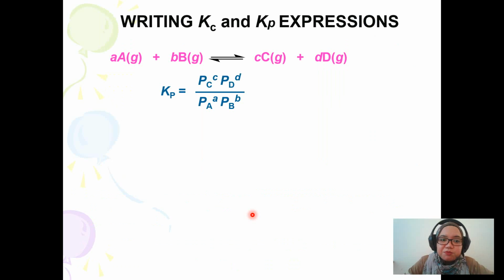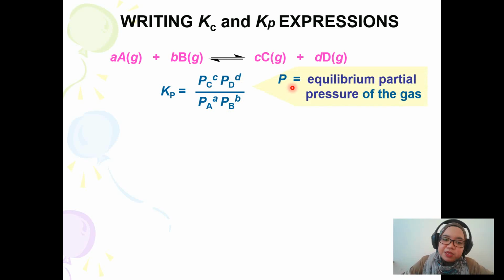To write a Kp expression, just now we have seen how to write a Kc expression. It is the same as the Kc expression, but for Kp we use P. So Kp equals P_C to the power of c times P_D to the power of d over P_A to the power of a times P_B to the power of b. So products over reactants as well. Take note that P is the equilibrium partial pressure of the gas.